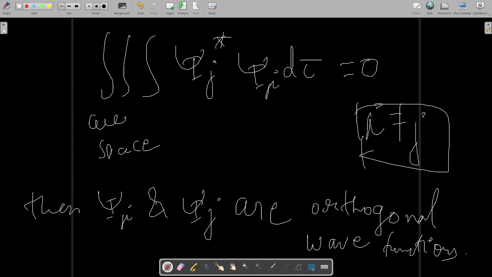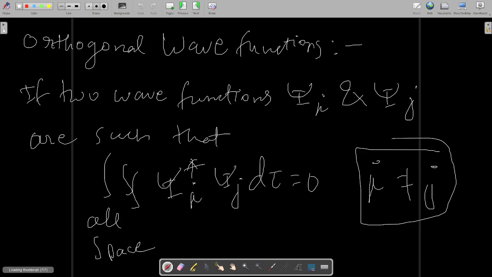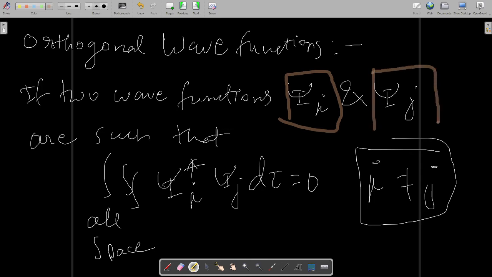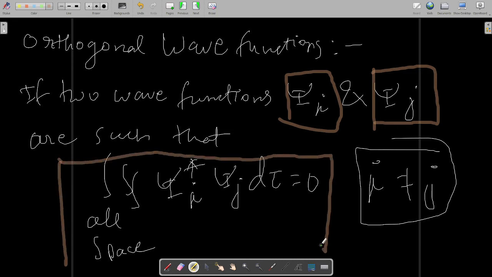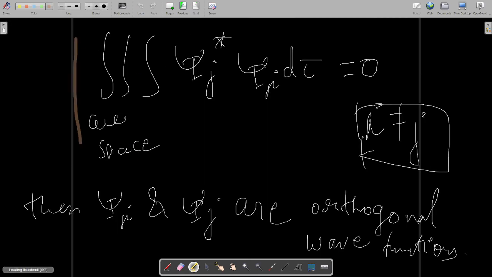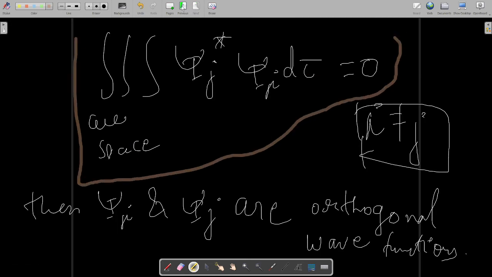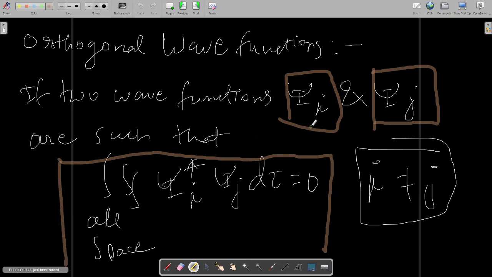Now let me explain orthogonal wave functions properly to you. Suppose there are two wave functions psi I and psi j, again independent, and they satisfy this relation and also this other relation. Basically, when you take the conjugate of this and multiply it with this, or suppose you take the conjugate, let me write over here.